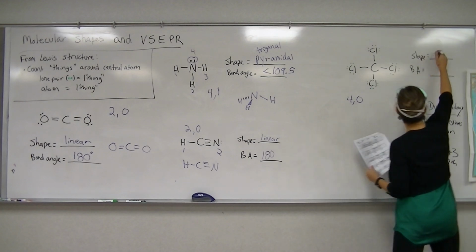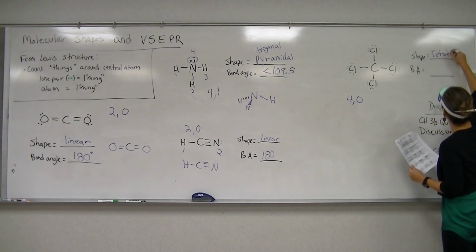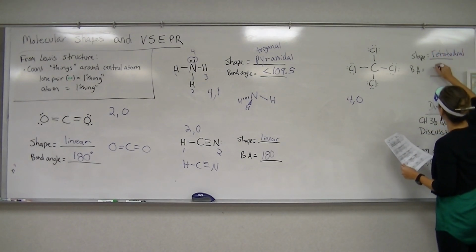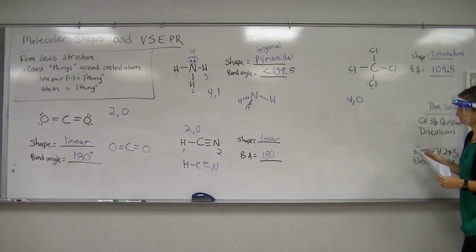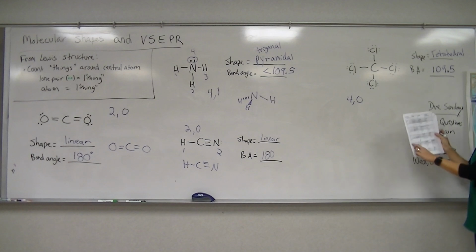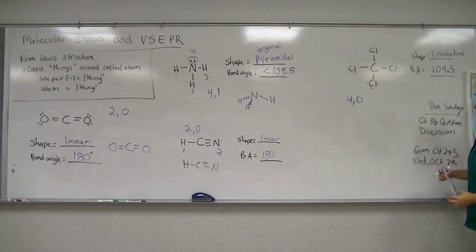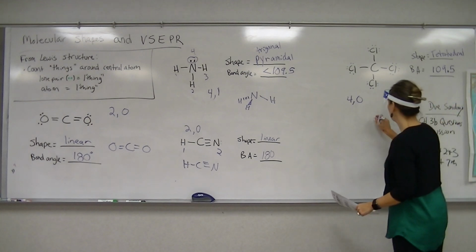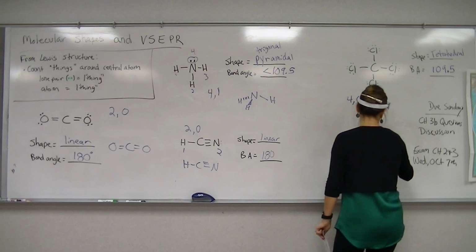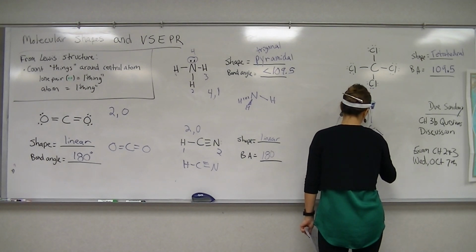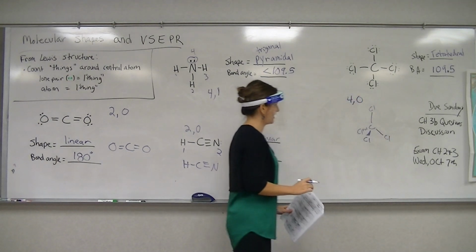Tetrahedral. Yes, so we're the shape up here, tetrahedral. And the bond angles are 109.5. So I'm just following that over to get all that information, 4, 0. And the shape, it's going to be a 3D shape again. We have carbon in the middle. And we have our wedges and our dashes. It looks something like that.